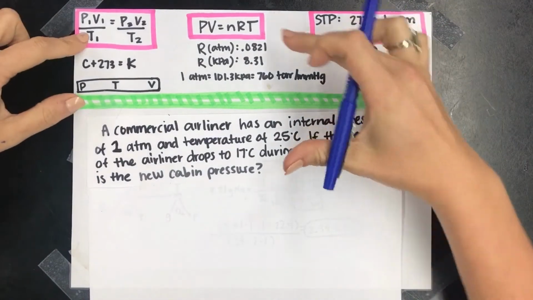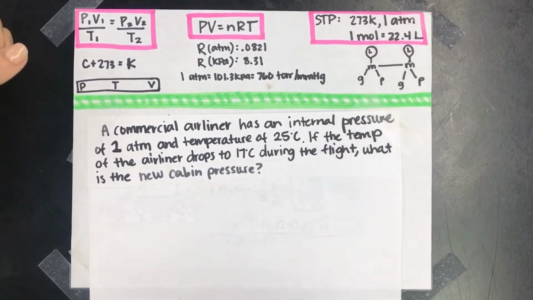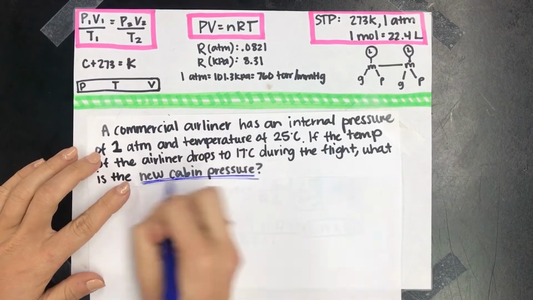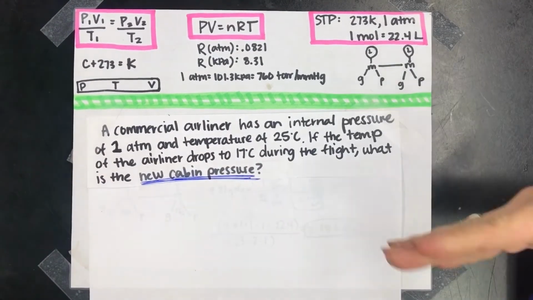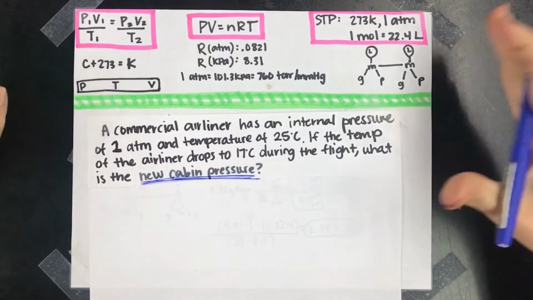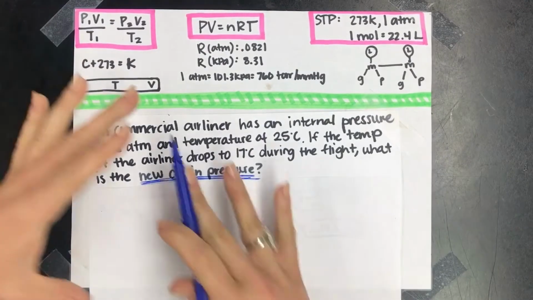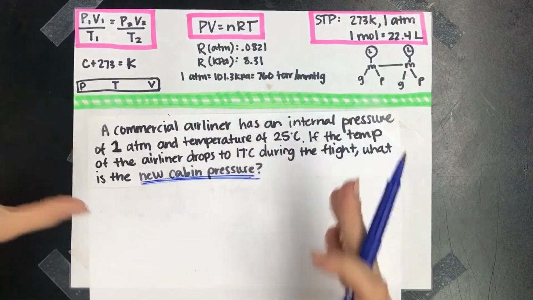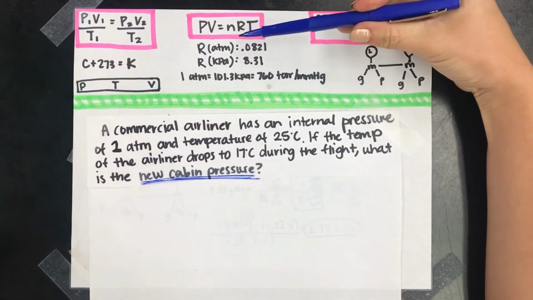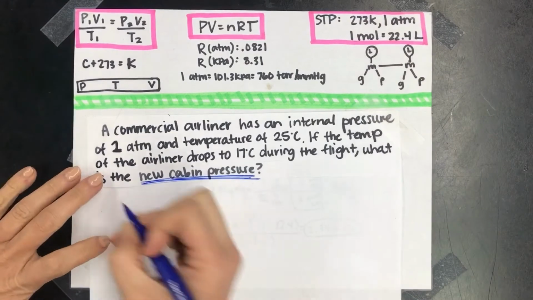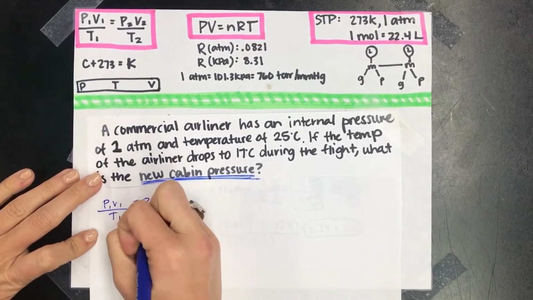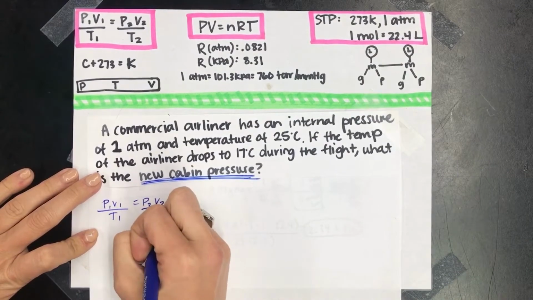Next, I need to decide if we're using combined gas law or the ideal gas law. The fact that this says new cabin pressure, that's indicating to me that pressure changed, which means we need initial and final values. This also doesn't mention anything about moles or grams that would hint to me that this would be a PV=nRT problem. So we are going to use the combined gas law. P1 V1 over T1 equals P2 V2 over T2.